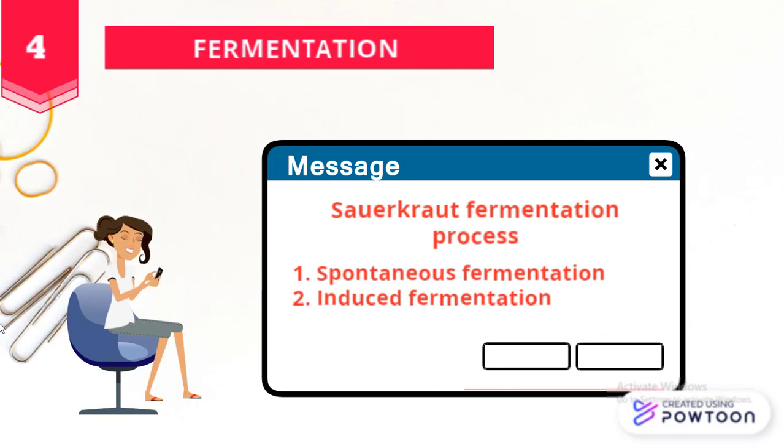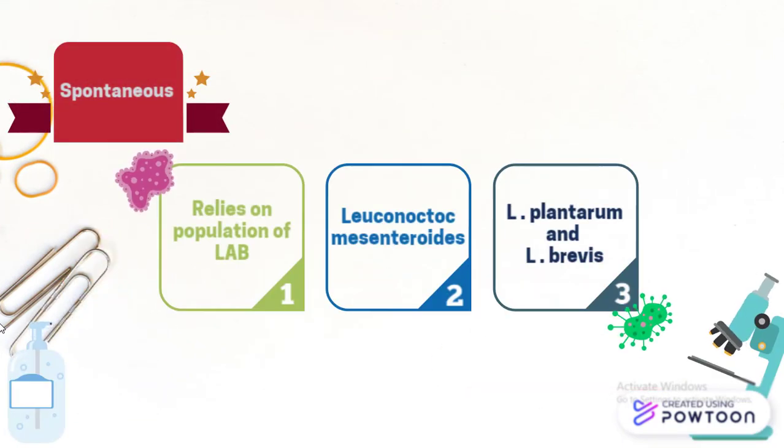Generally, sauerkraut is produced by spontaneous fermentation, but to enhance the quality and uniformity of the product, starter cultures are added. For spontaneous fermentation, the fermentation process relies on the population of lactic acid bacteria.